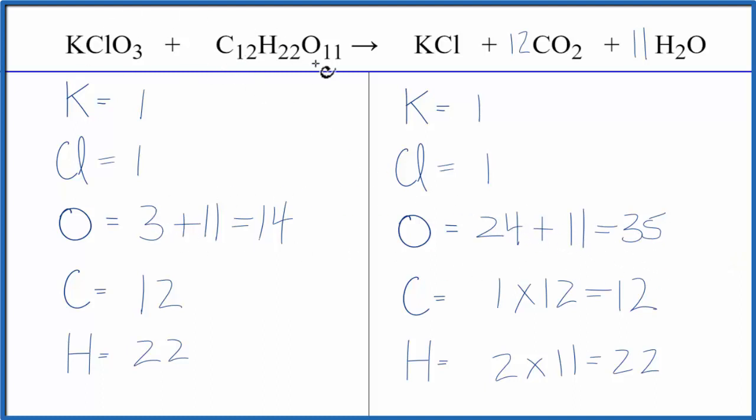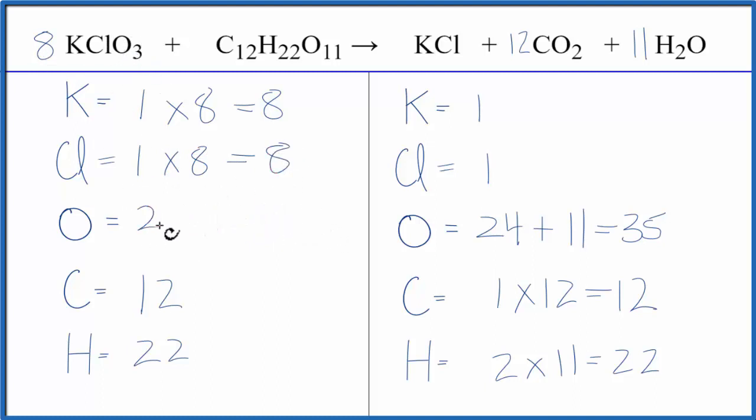So we may be able to change something on this side of the equation to make it work out. I'm looking for something I can multiply by one of these compounds to get 35. It looks like 11 plus 24 is 35. And if I put a coefficient of 8 in front of the KClO3, that would mean I'd have 1 times 8, so 8 potassium atoms, and Cl, 1 times 8, I'd have 8 chlorines. And let's update the oxygens. Now I have 3 times 8, 24, plus the 11 oxygens here. That's 35. The oxygens are balanced.